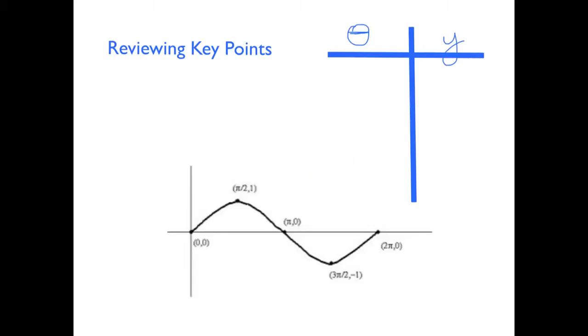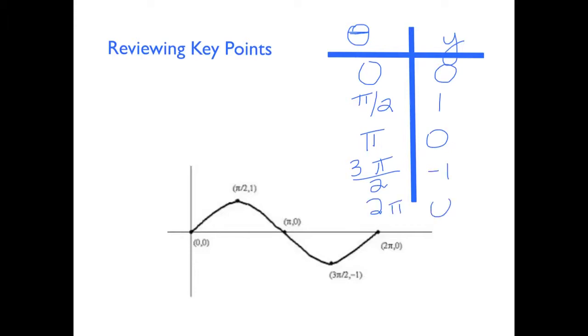The first one I'm going to talk about is the phase shift, which is a side-to-side or horizontal shift. So in class we learned about using key points to graph. Just to go over those real quick, when theta is 0, y is 0. When theta is pi over 2, we go to 1, back to 0. Now we go to negative 1, and 2 pi will get us back to 0.